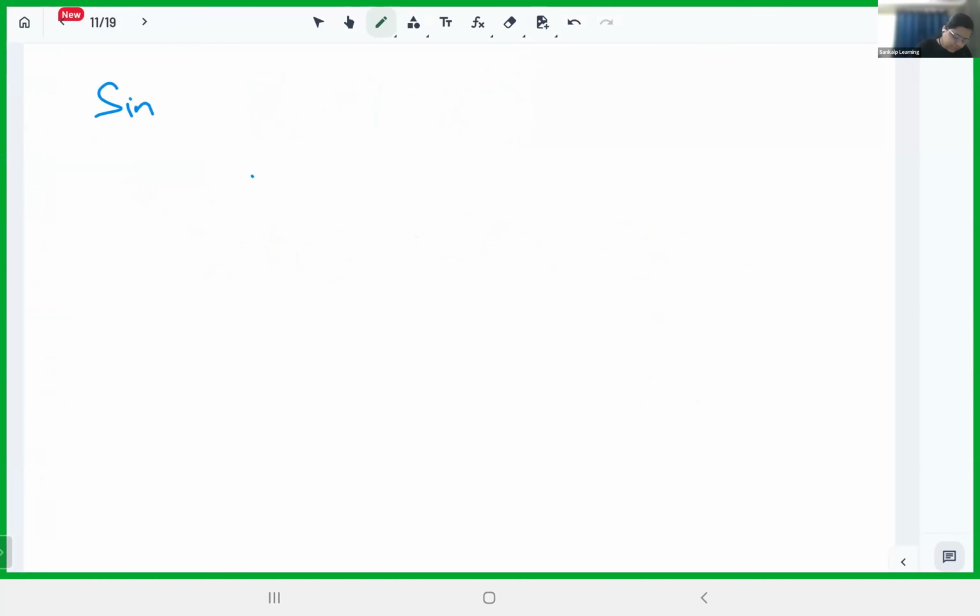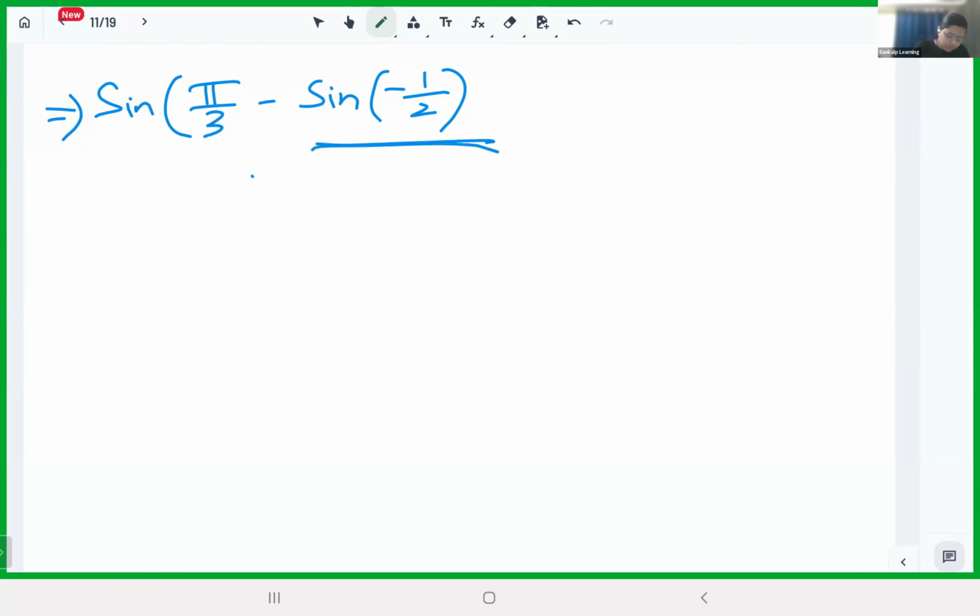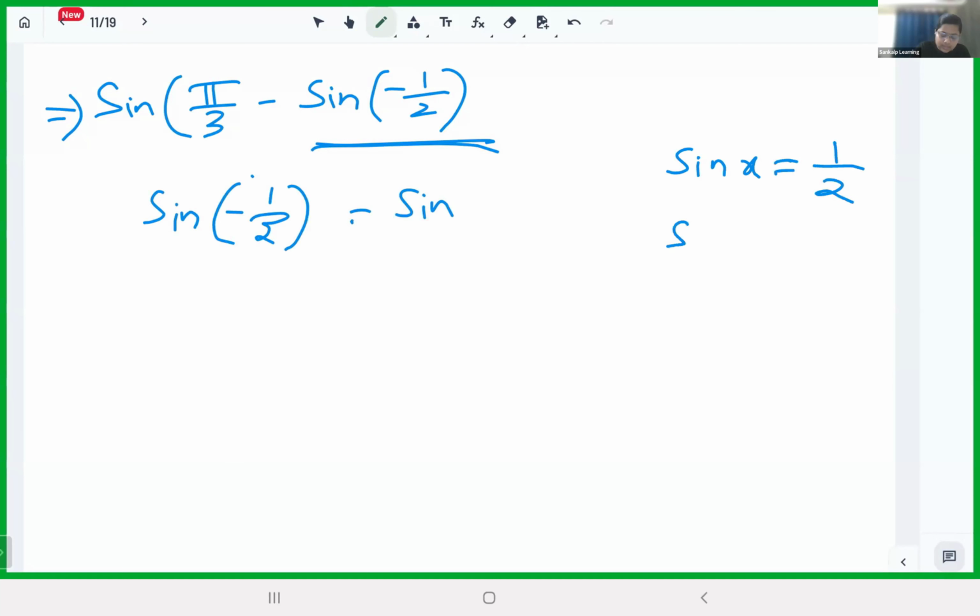The value of sine of pi by 3 minus sine of minus 1 by 2. So we should start from here, right? That is sine of minus 1 by 2, which means 1 by 2 should be written in the form of sine. So which value of x gives sine x equal to 1 by 2? Sine 30. Sine 30 can be written as pi by 6. Sine pi by 6 is 1 by 2.